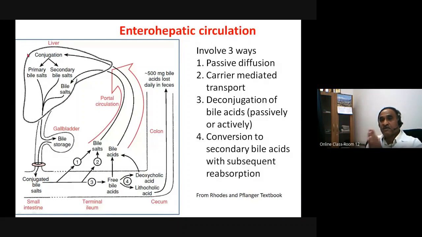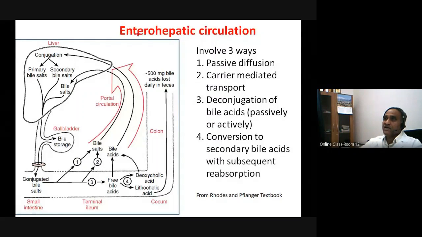Whatever amount is present in our total storehouse of bile salt is not all emptied. Only 5 to 10% is excreted as deoxycholic acid or lithocholic acid, the secondary bile salts, in the colon. It is about 500 milligrams, that is 0.5 gram, while the total bile acid pool is about 6 grams. So only about 10% is lost daily in the stool. The remaining is recycled. This is an important concept.